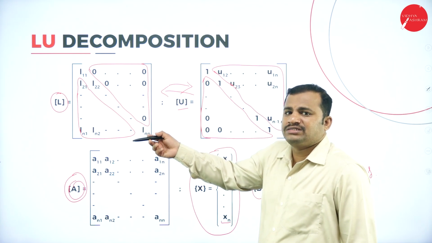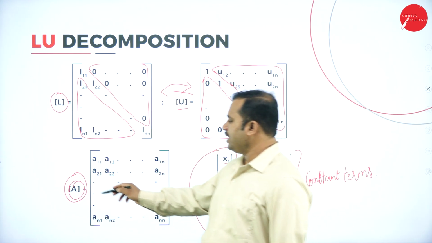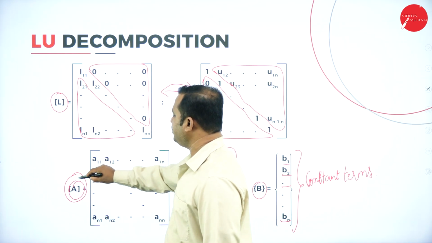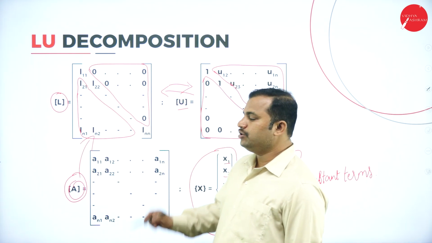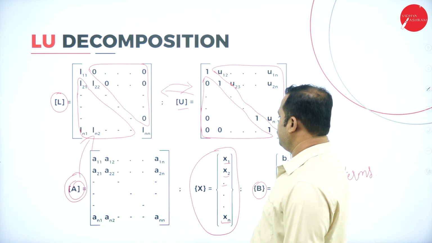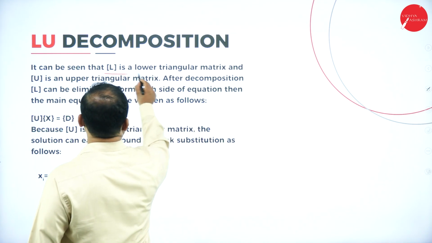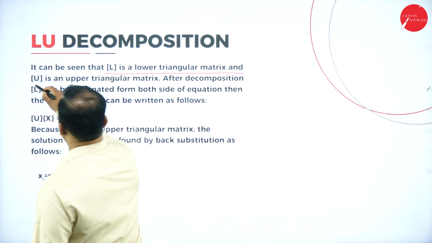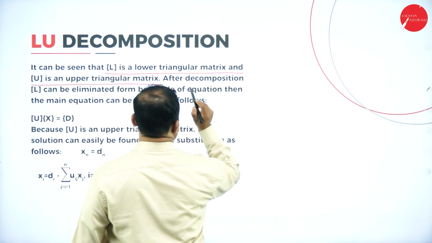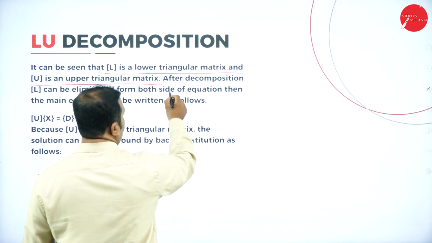So, by combining the lower with the upper triangular matrix, I will get A here. If that is the case, vice versa, I can obtain L and U from A. Next, it can be seen that L is a lower triangular matrix and U is an upper triangular matrix, as I have already discussed with you all.